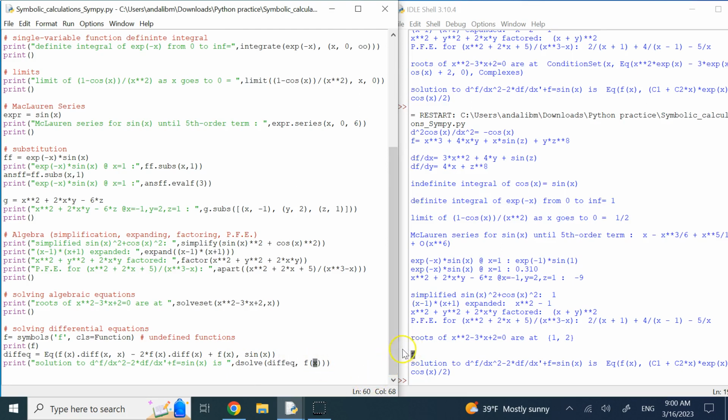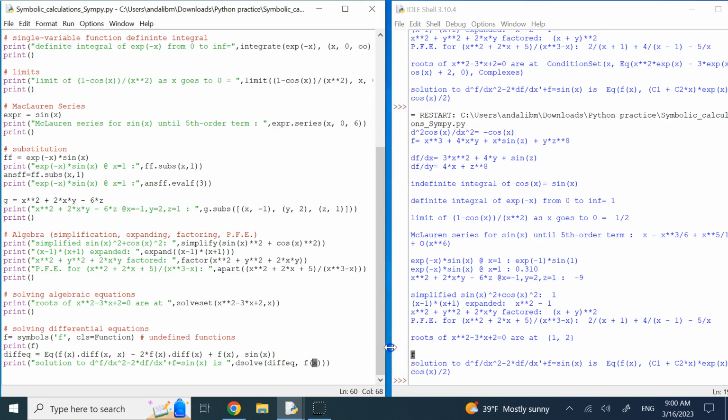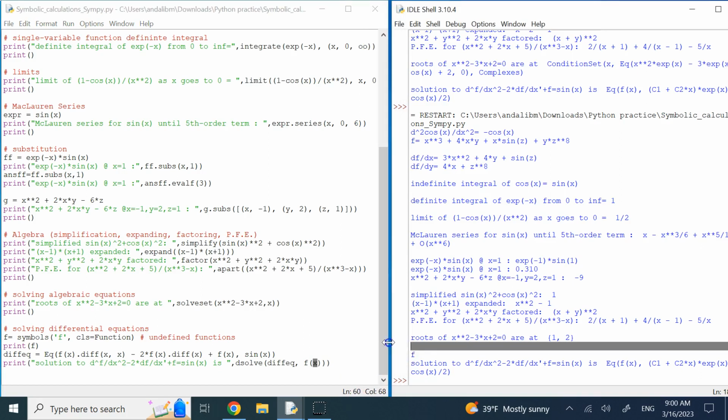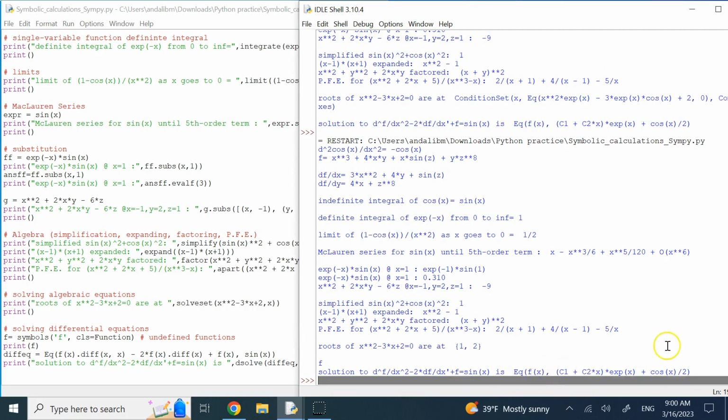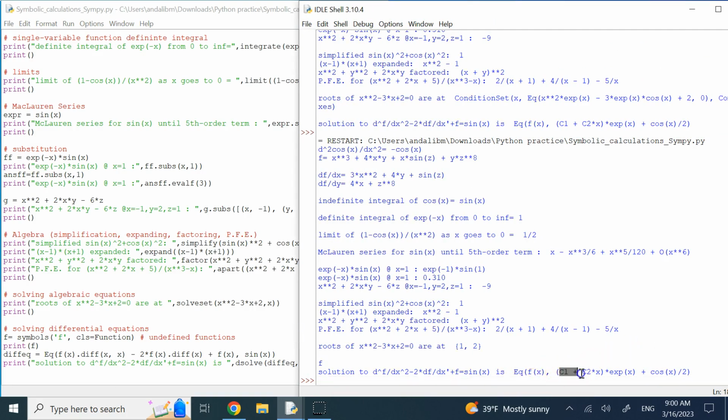And as you can see, it is going to give you the solution as what? As a function of two unknown coefficients, c1 and c2. So it says the solution is what? c1 plus c2 exponential of x plus what? Cosine of x over 2. This is the particular solution. This is the homogeneous solution.